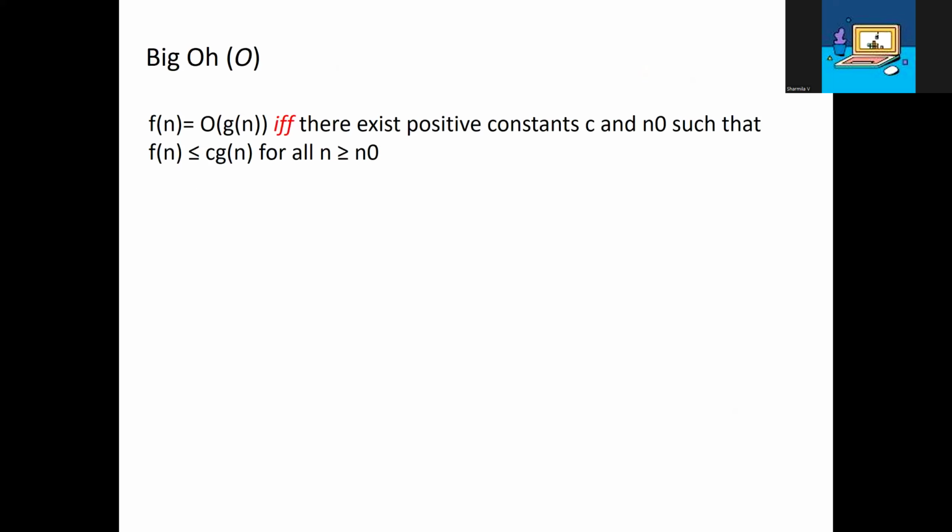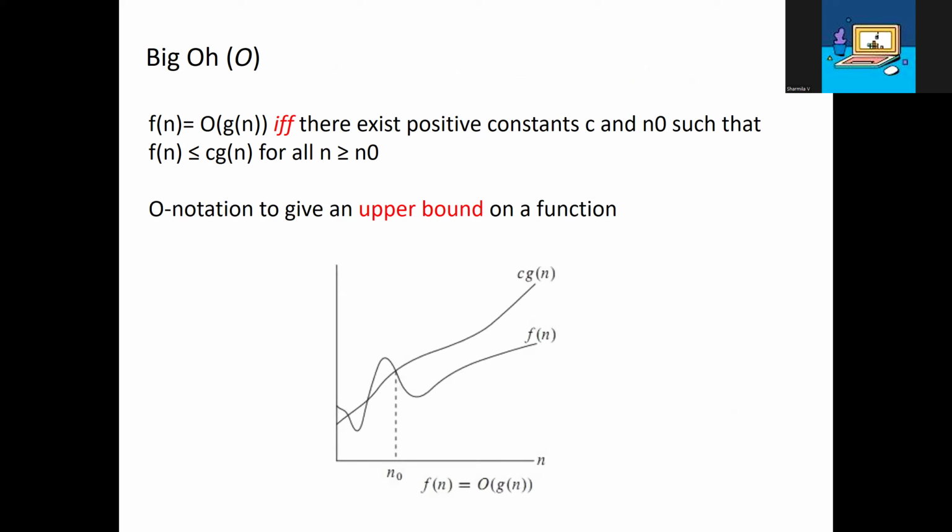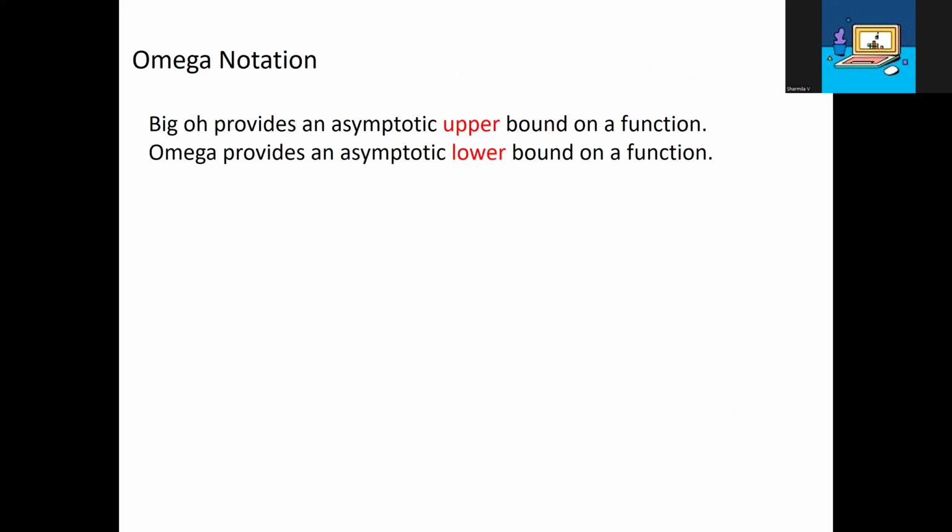In big O notation, f(n) is O(g(n)) if there is a positive constant c such that f(n) is at most c·g(n) for all n greater than or equal to n0. Big O notation gives an upper bound of the function. This is given for f(n) and g(n). We are drawing a big O notation.